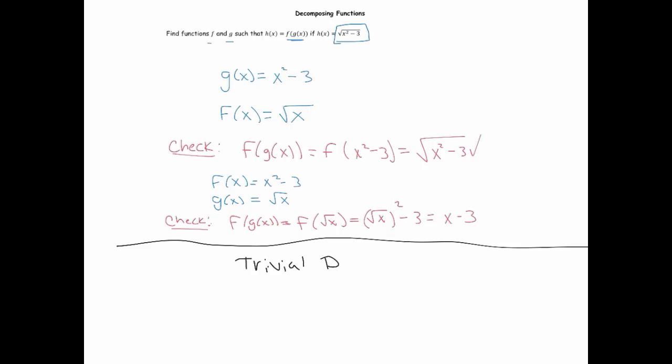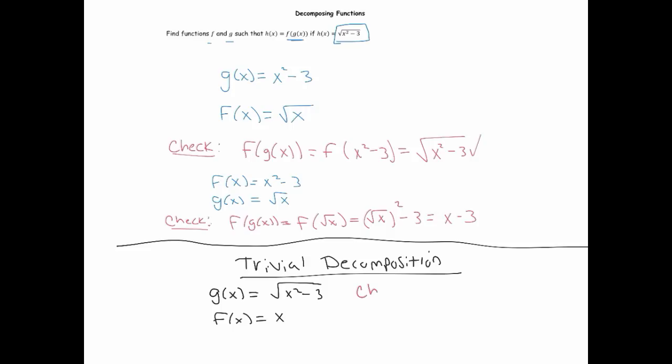One thing that will always work, and this is a trivial example, I'll just call this the trivial decomposition. The trivial decomposition would be to take something like this and say, I'm going to let g of x be the whole thing, and I'm just going to let f of x equal x. The reason that'll always work is because f of x equals x is called the identity function, and all that does is just leave things unchanged. It returns whatever the input was.